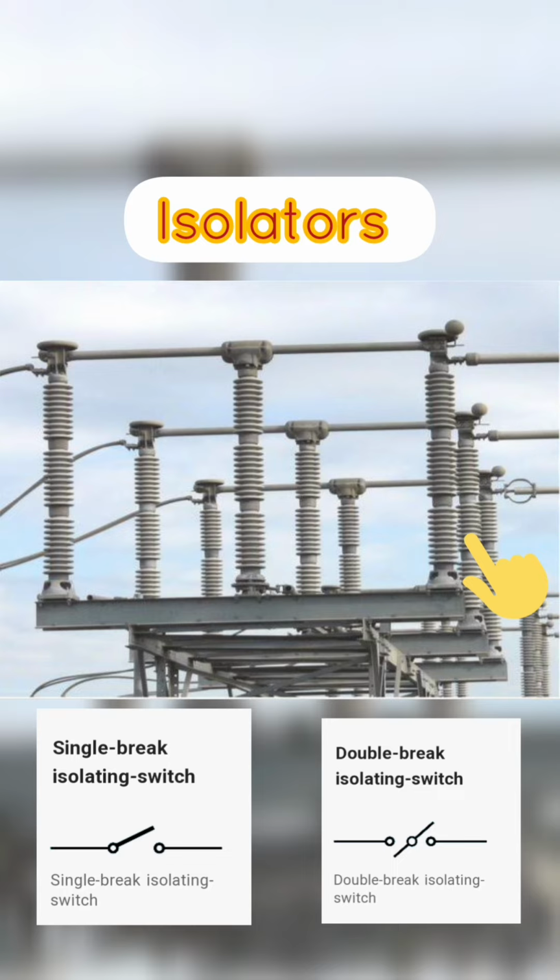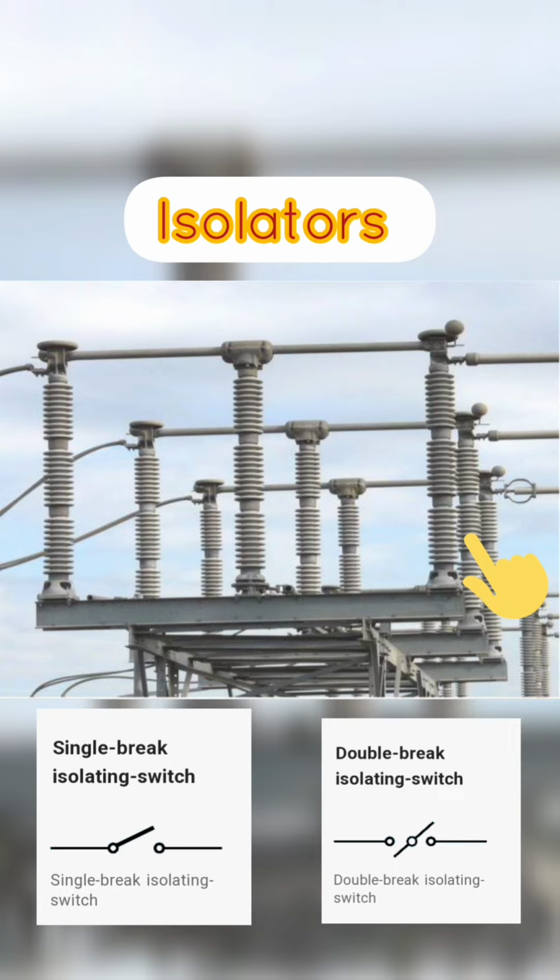Isolator symbols are often accompanied by additional information to provide more details about the isolator, including its voltage rating, current rating, and any other relevant information. This information is typically provided in a table or a legend on the drawing or document.